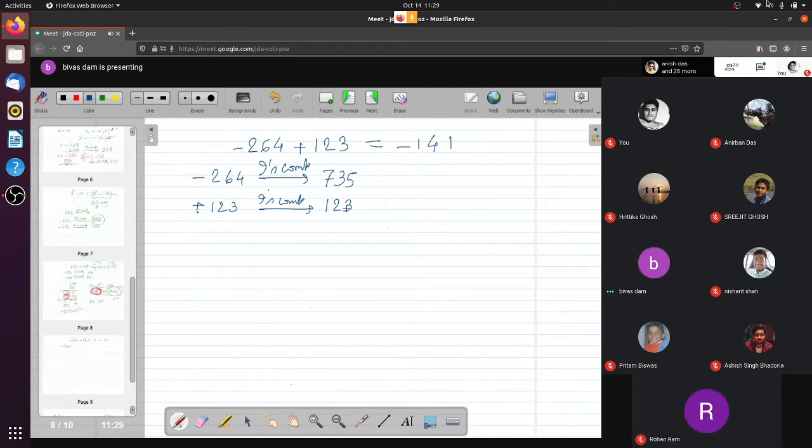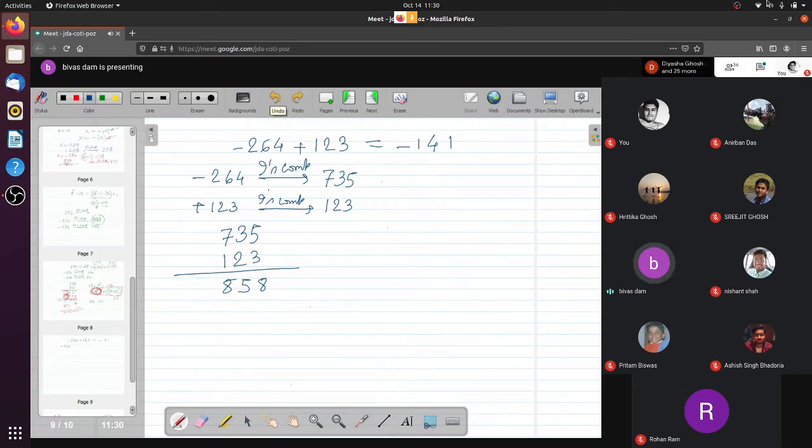Then what is the next step? I have to add this to the ninth complement form. Okay, so 7, 3, 5, and 1, 2, 3. This is 8, 5, 8. There is no end around carry or any final carry, isn't it? Is there anything here? No. There is nothing in this question mark position. Clear? Yes, sir. Fine.